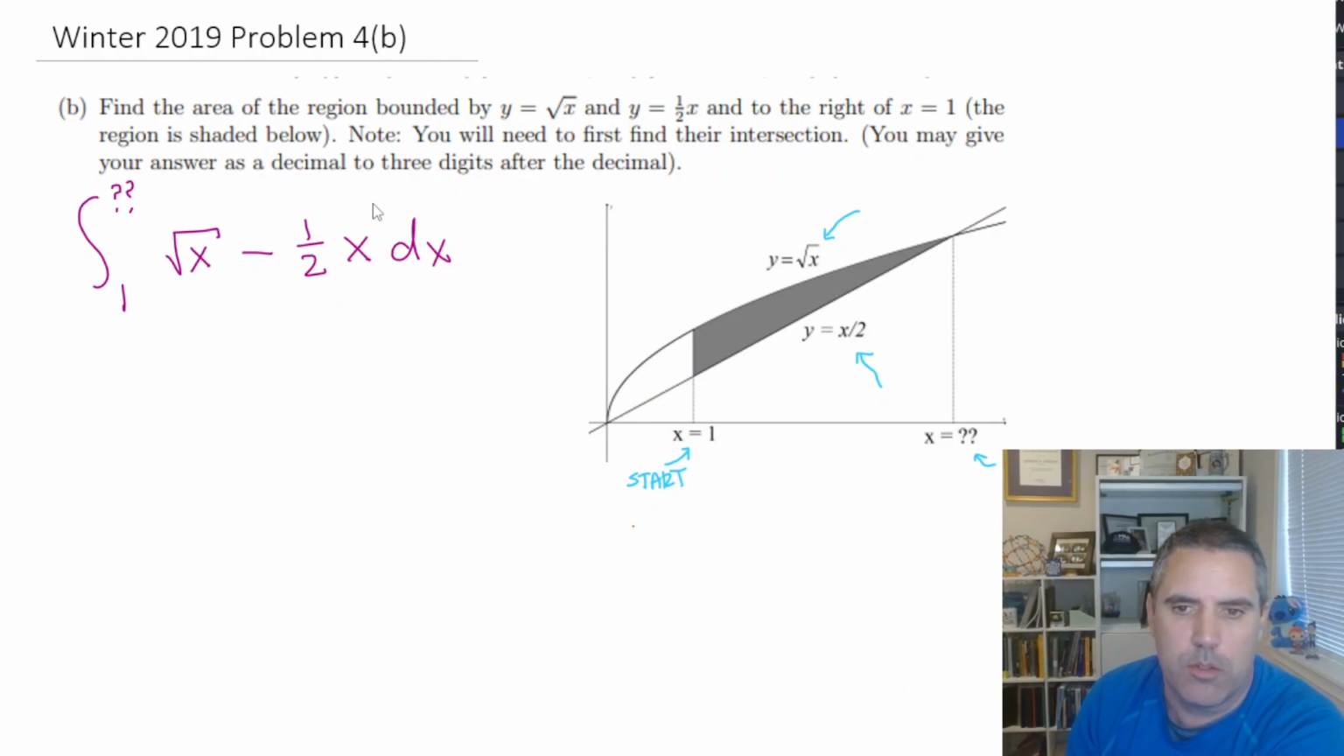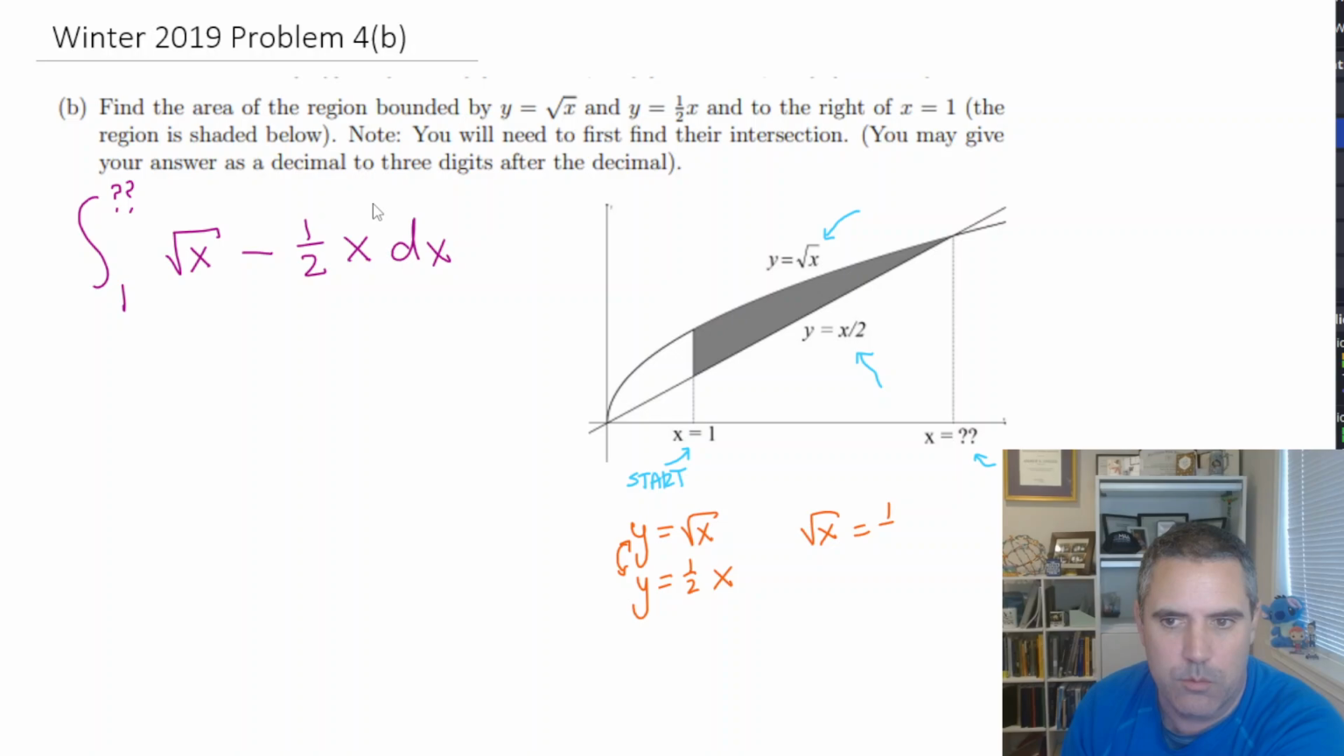We need to know when the following two things intersect. Honestly, we probably could guess it, but let's say we couldn't. You substitute one in for the other, and then you would get the square root of x equals 1/2 x. I feel like I want to multiply both sides by 2, but that's not actually necessary. And now we have this problem: how do you solve that?